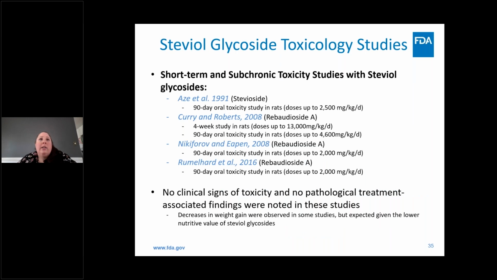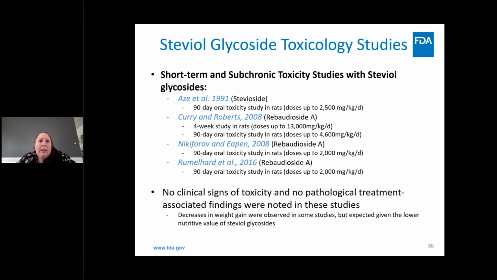So in addition to a wealth of ADME data, we also have a number of acute and subchronic toxicity studies with stevia glycosides. I'm highlighting 4 of the published studies on this slide. There are more than this, but these are 4 commonly cited ones. They range from 28 days up to 90 days, with doses as high as 4.5 grams of stevia glycosides per kilogram of body weight per day given to rats.